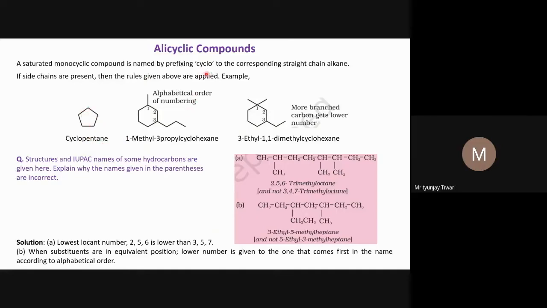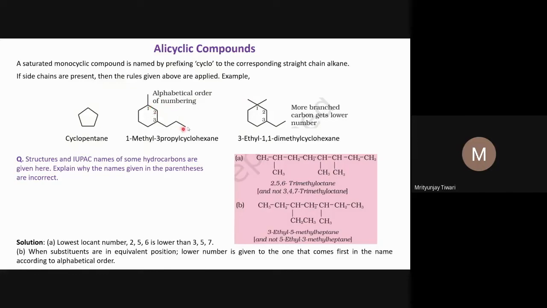So this means prefixing cyclo to the corresponding straight chain hydrocarbon. The corresponding straight chain hydrocarbon here would be pentane, and since it is cyclic, we write cyclo before its name, so it is cyclopentane. If side chains are present, then the rules given above are applied. The same rules that we followed for straight chain hydrocarbons apply if branching is there.